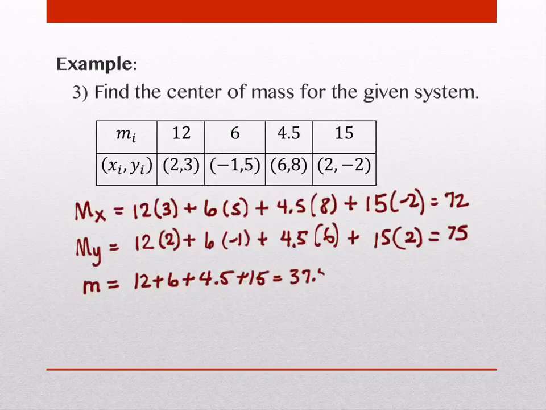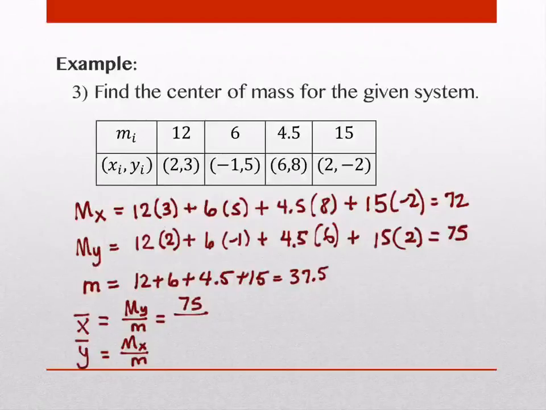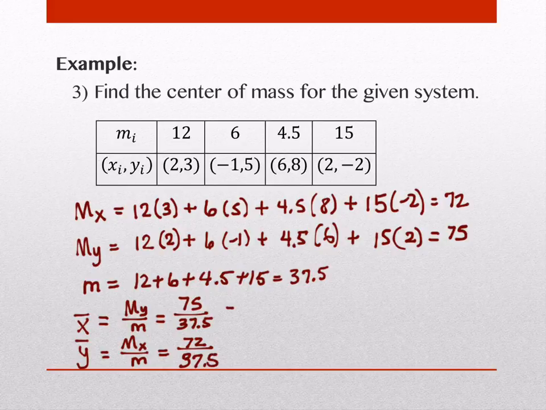37.5. And then to find the equilibrium point x bar and y bar, we find x bar is m sub y over m, and y bar is m sub x over m. So m sub y was 75 over our total mass, which was 37.5. And m sub x was 72 over our 37.5. So what do we get for x bar?